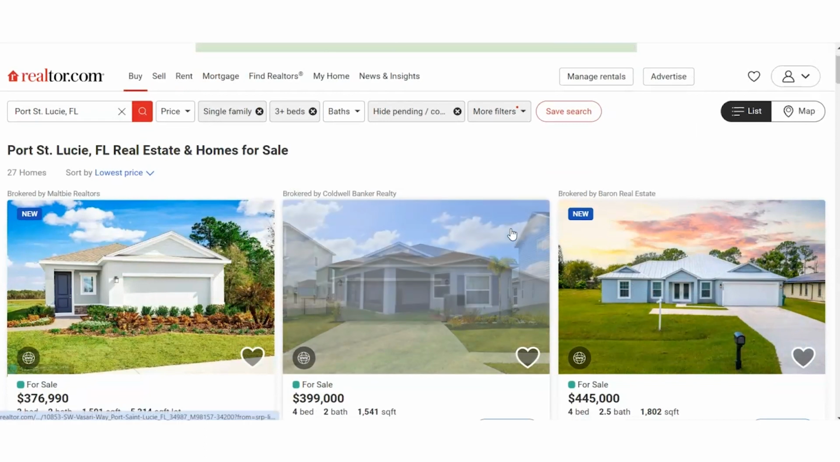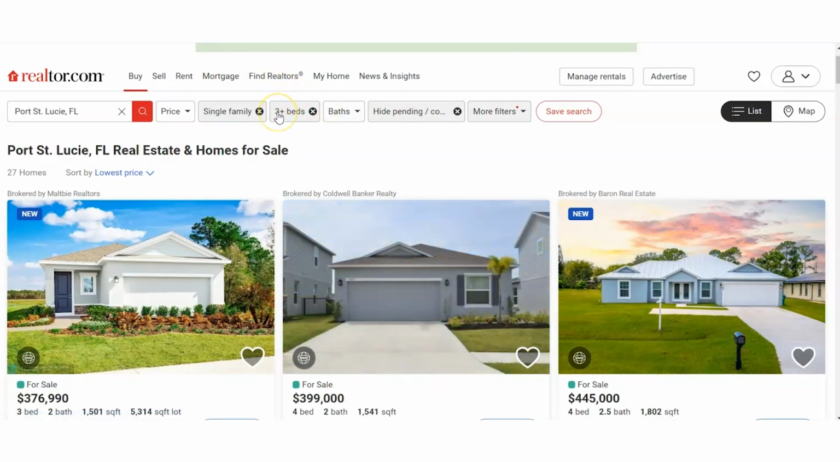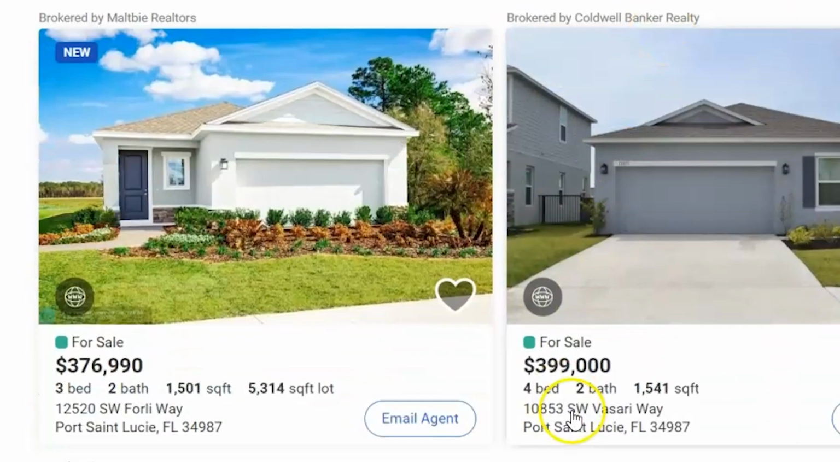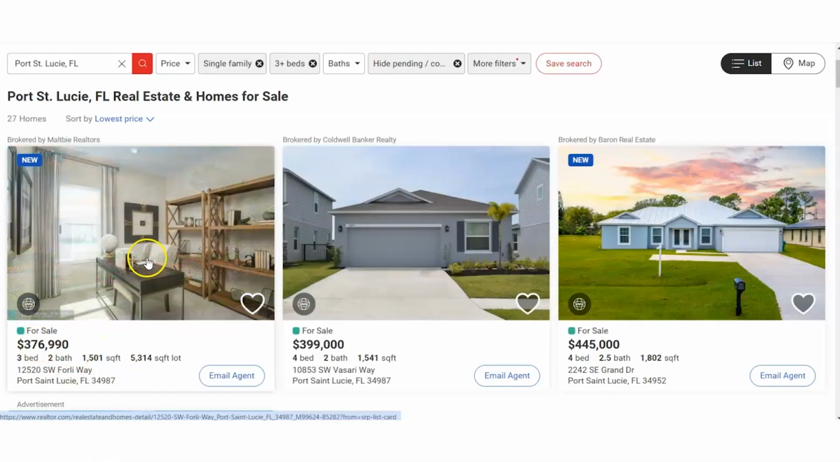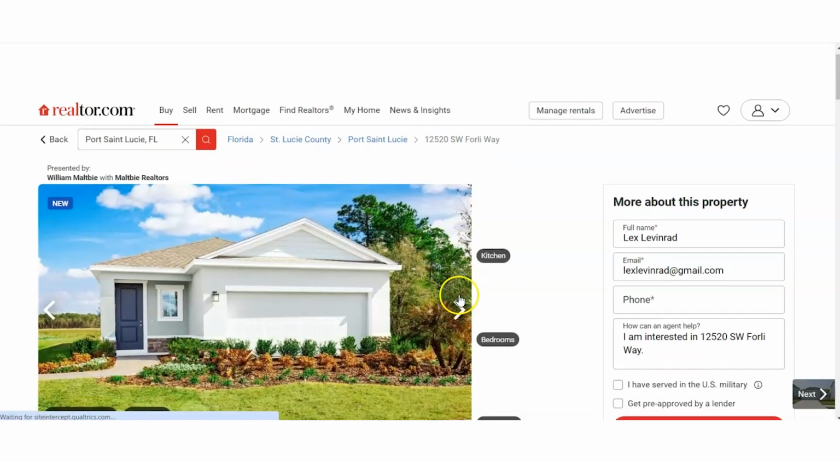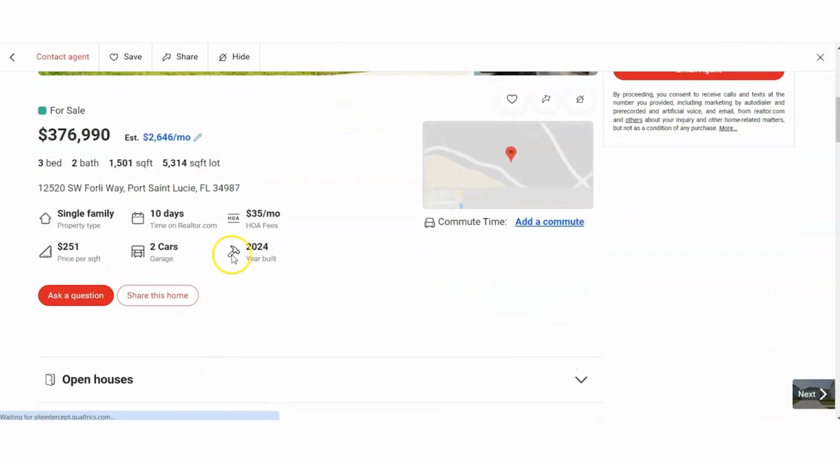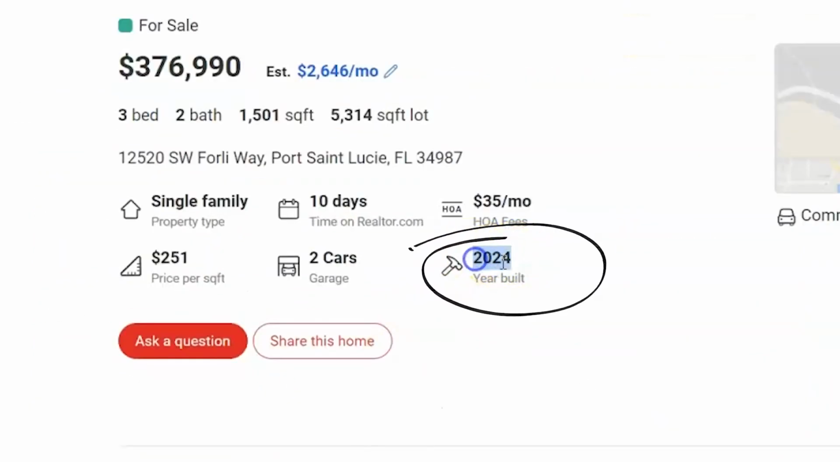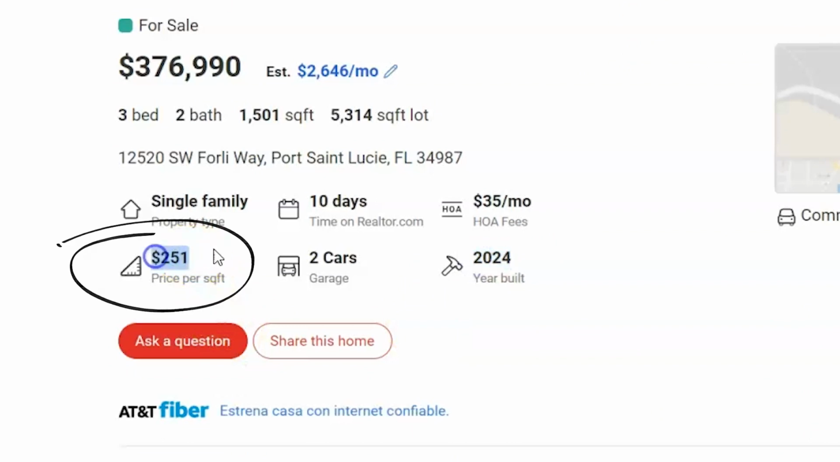So now I'm sorted low to high, 3 bedrooms plus, homes that were built in the last year. There's a 3-2 brand new construction for $376,000. It's 1,501 square feet. Let's go ahead and click on this and look at it. And that is built in 2024, and the price is only $251 a square foot. Now, keep in mind that in this market, we've got stuff selling at $320, $330 a foot. In fact, I just recently sold one at $325 a foot.